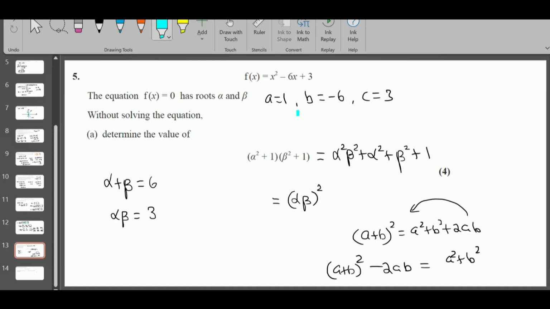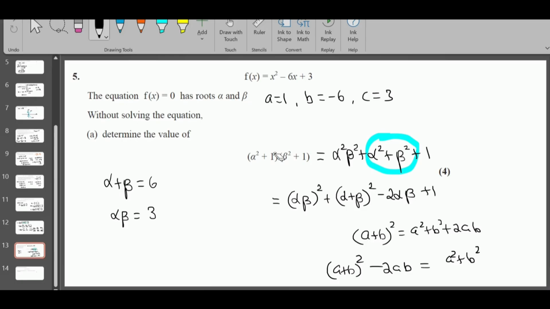We have alpha square plus beta square here. I'm going to write it as alpha plus beta whole square minus 2 alpha beta. Why are we doing this? So that we can sub in these values here. Now just sub in the values, that's all.